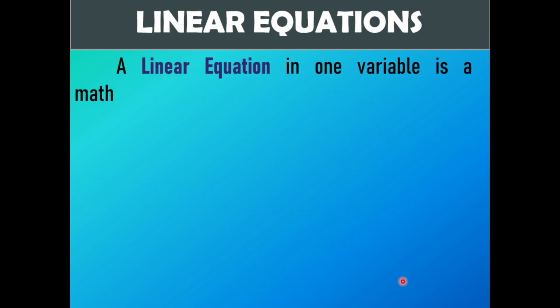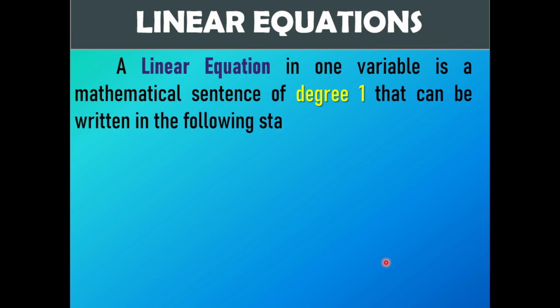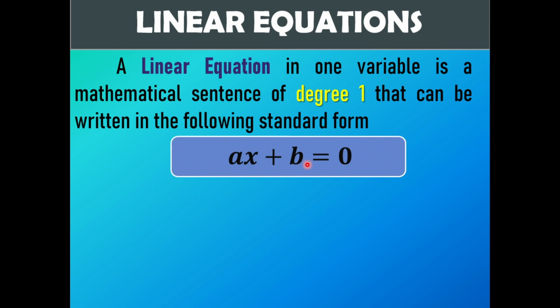Let's have a review on linear equations. When you were in grade 8, you discussed linear equations, their practical applications, and their graphs. So here is the definition of a linear equation. A linear equation in one variable is a mathematical sentence of degree 1 that can be written in the following standard form: ax plus b equals 0, where a and b are real numbers and a is not equal to 0. Notice that the x here is the variable and the highest exponent of x is 1. That's why it is called degree 1.